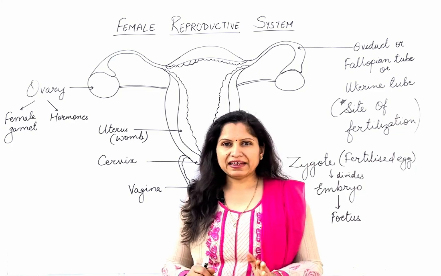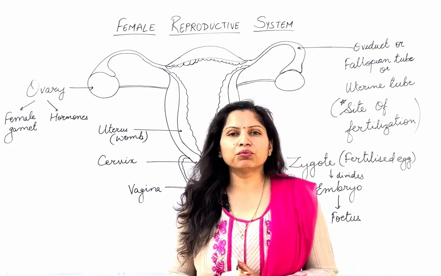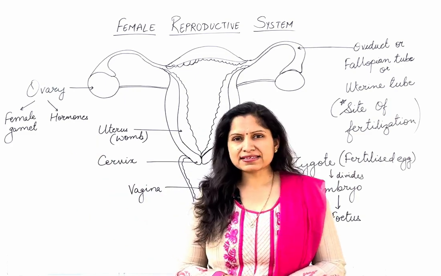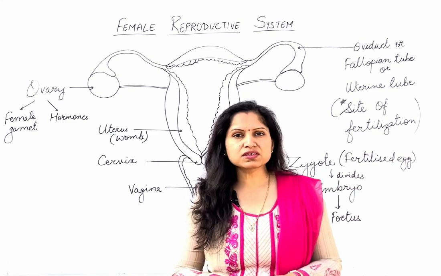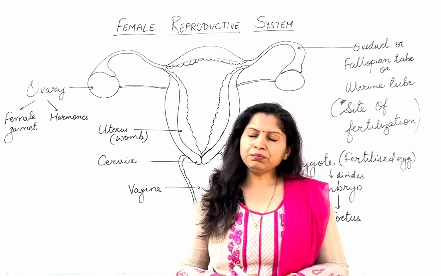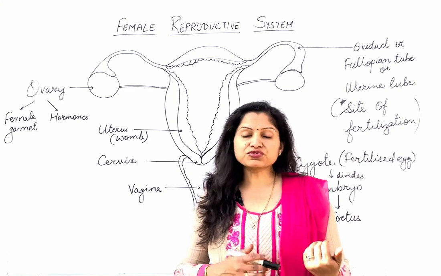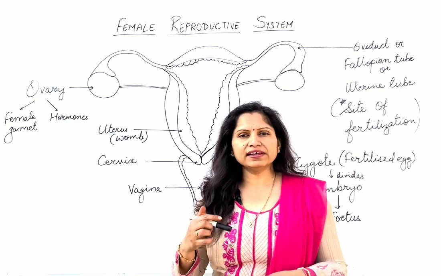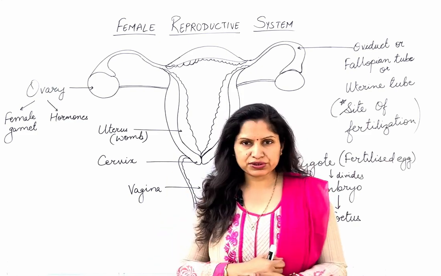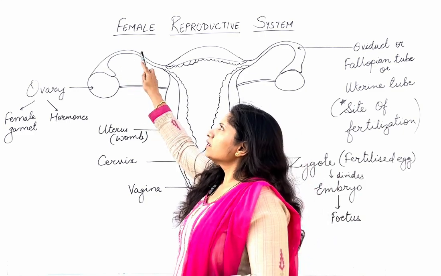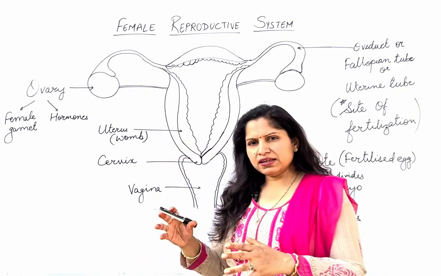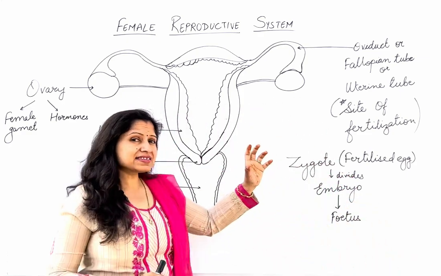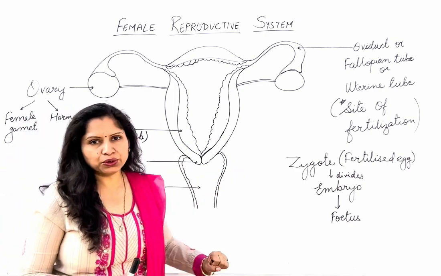Apart from producing the female gamete, our ovary performs one more function, the production of hormones. The ovary also acts like an endocrine gland and produces hormones like estrogen and progesterone. These hormones also regulate the menstrual cycle. Now, when the ovum comes into the fallopian tube, it remains there for approximately 1 day. Apart from that, let's study what the other organs are, and then we'll see what will happen to that ovum.